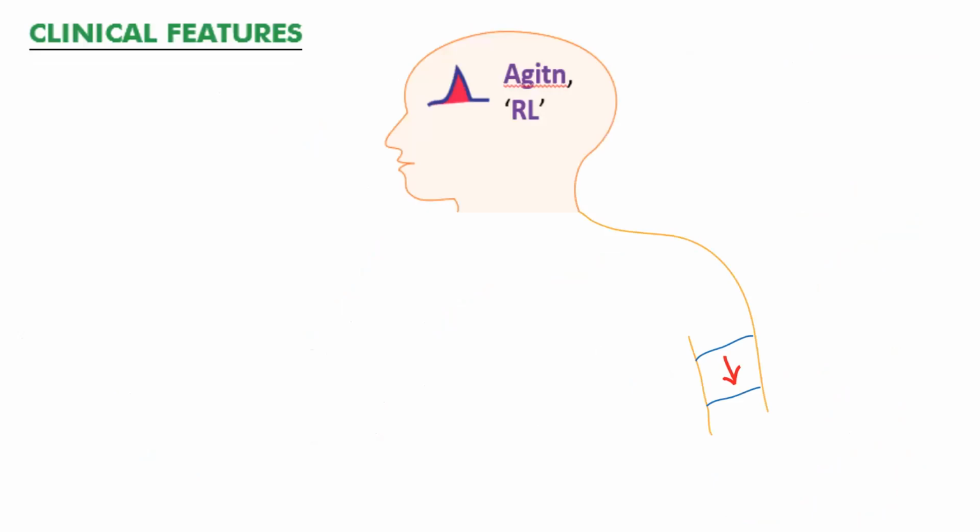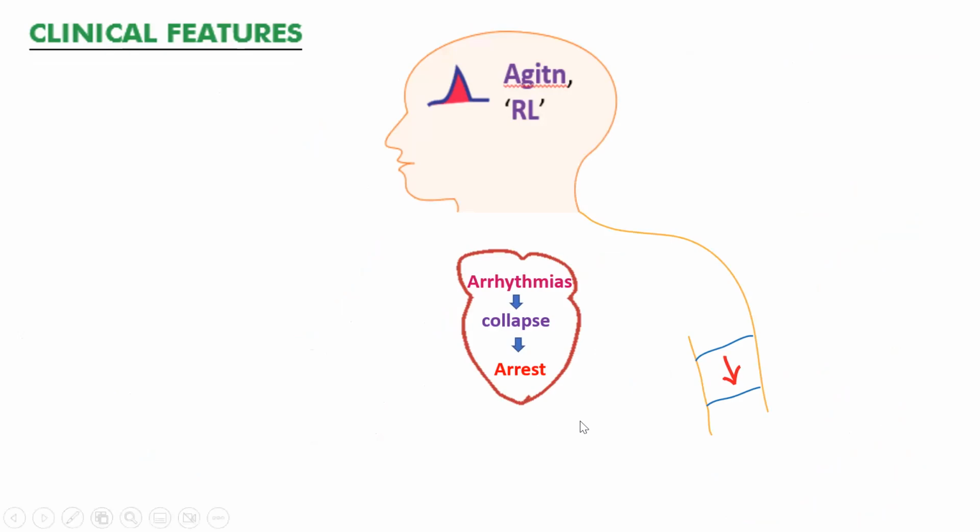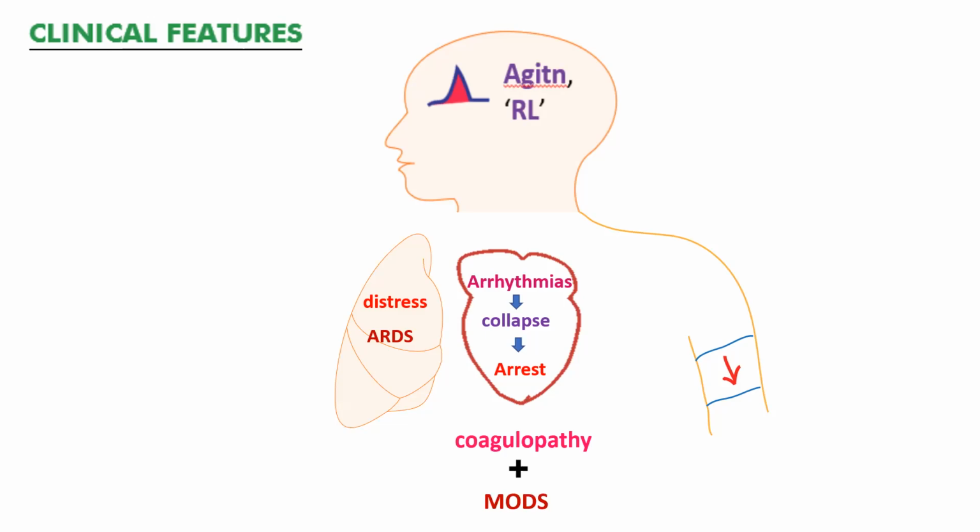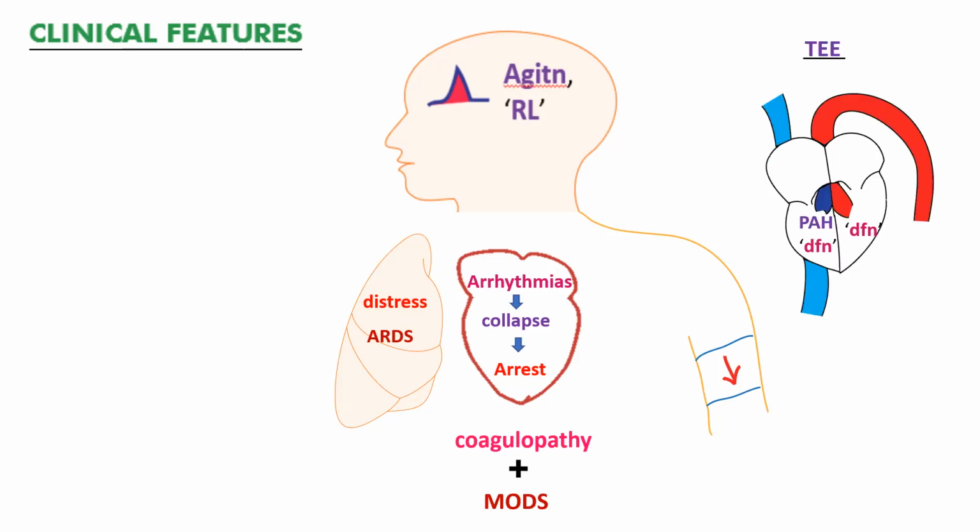So clinical features: it is a devastating complication. Patients will have acute collapse, so they can have seizures and they can get confused. Cardiovascularly, they will have arrhythmias, collapse, and they'll have direct cardiac arrest with profound hypotension. It's like a massive pulmonary thromboembolism. Respiratory, they can develop bronchospasm, respiratory distress, and ARDS. And coagulopathy, they develop coagulopathy and multi-organ dysfunction.